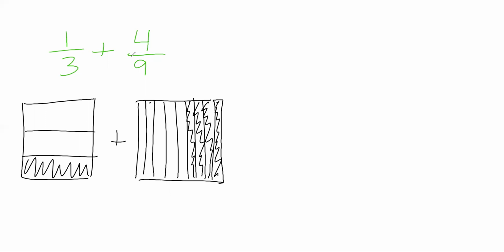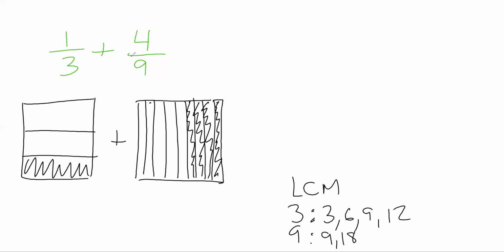But now, again, my denominators are not the same. So I'm going to use my knowledge of the LCM of my denominators. 3 and 9. And I'm going to see what they have in common. So like 3, 6, 9, 12. And this is 9, 18. Oh, so it's 9. That's what they share.